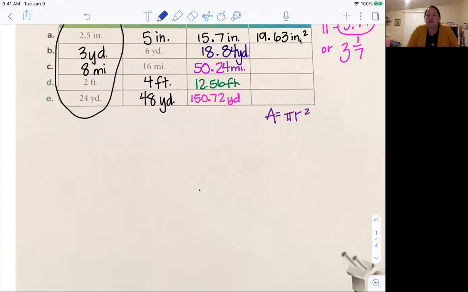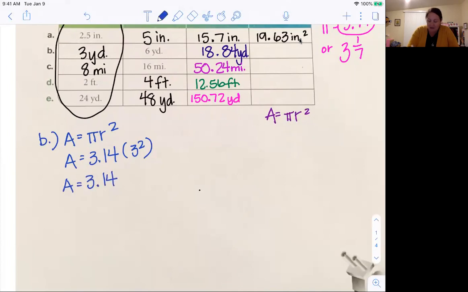I have a circle with a 3-yard radius. I have area equals pi r squared to find area. Area equals 3.14 times 3 squared. This one's a little easier. What is 3 squared? If you said 9, excellent. Area equals 3.14 times 9. Multiply it out.